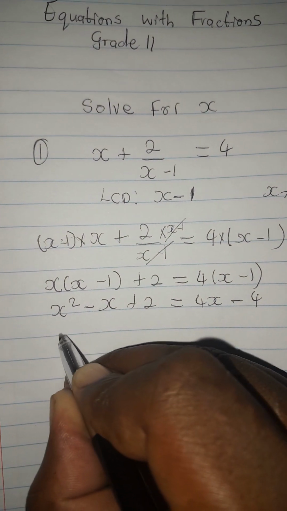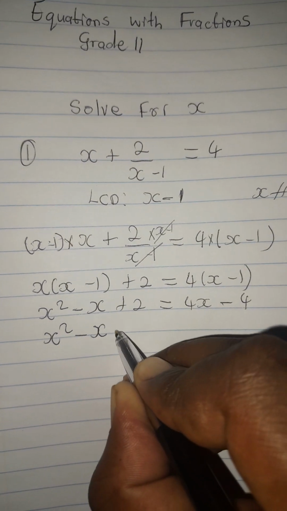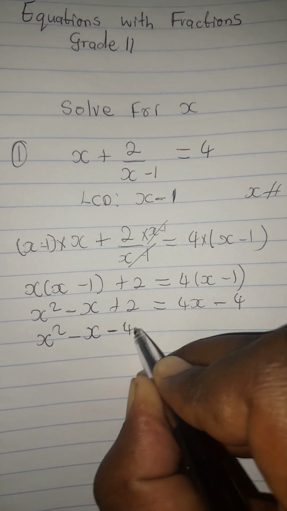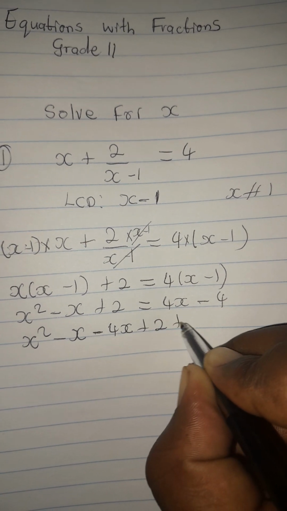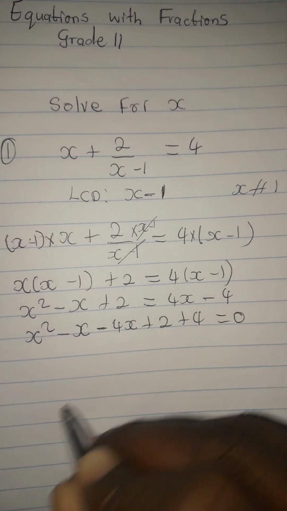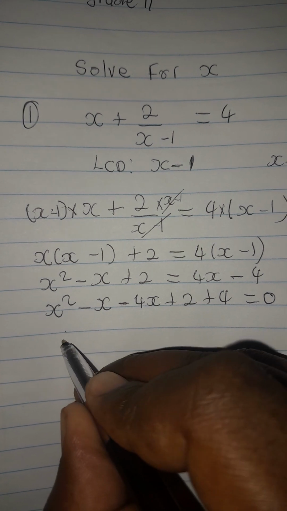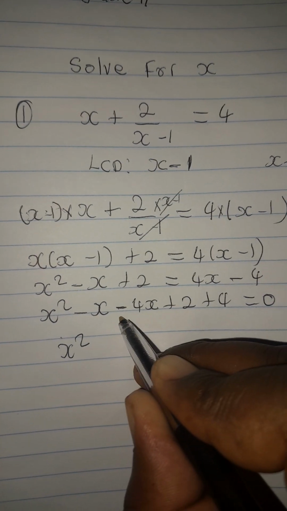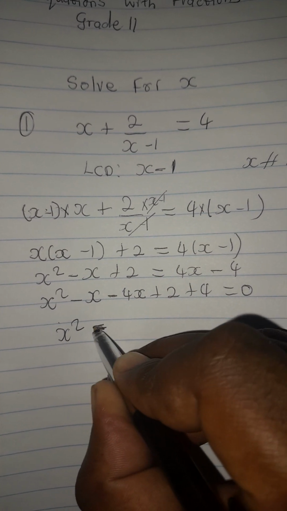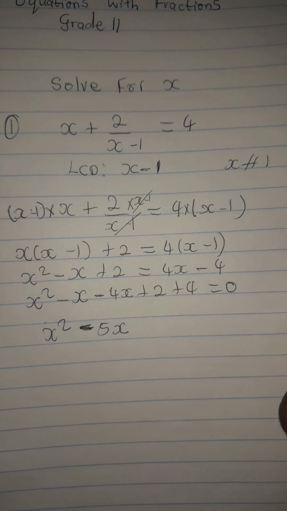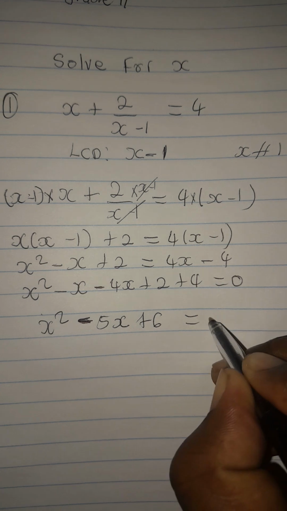So when we are here, we need to collect the like terms. So we have x squared minus x. When we take 4x to the other side, that will be negative 4x. Take negative 4 to the other side, that will be positive 4. So equated to 0, since it's a quadratic equation. Then x squared, negative x minus 4x, that will be minus 5x. Then we have 2 plus 4, that will be 6, equated to 0.